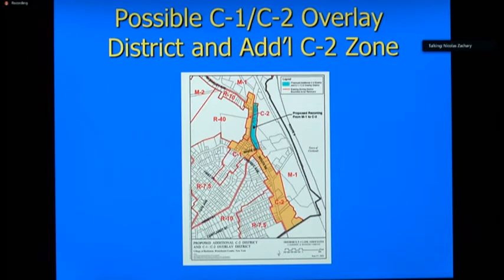Gotcha. And that's currently zone M1 or M2? It's zone M1. Okay. And there is some industrial development to the east of the blue. That's Wick, to the right, if you're looking at it, Cheech. Okay, gotcha, I got it. Between the blue area and Route 9, the highway. Okay, I got it.